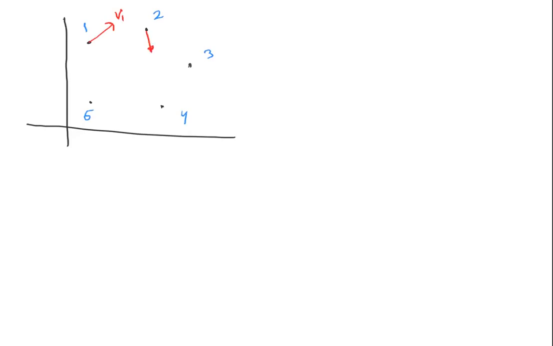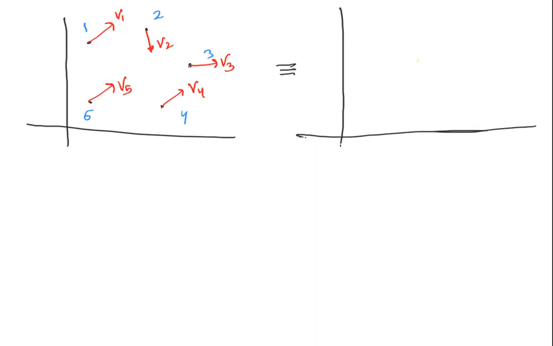Okay, so let's say that in some universe there are these five objects, just like before: 1, 2, 3, 4, 5. And supposing that all of them have their individual velocities: V1, V2, V3, V4, V5. What we want to do is convert this picture, just like before, into one particle having that one velocity vector.